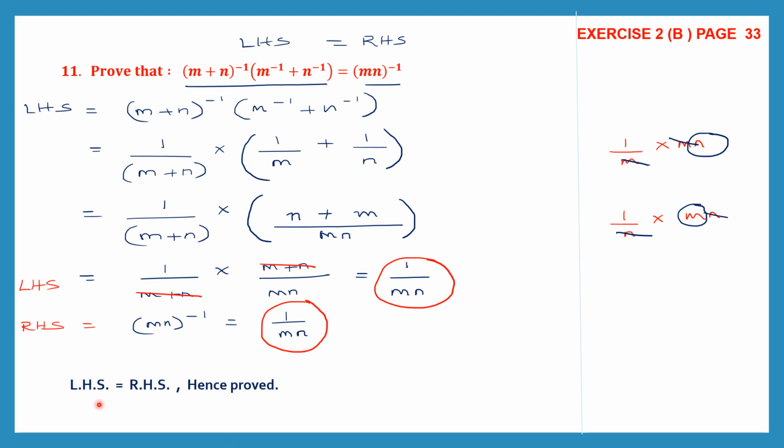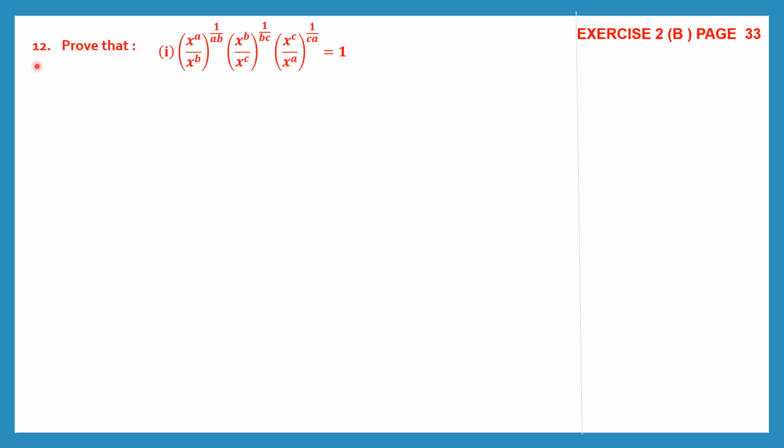So let's write that left hand side is equal to the right hand side. So hence we have proved it. What have we proved? We have proved that the left hand side, which is 1 by mn, is equal to the right hand side, which is also 1 by mn. Question 12. Prove that. So here also it's a proof.